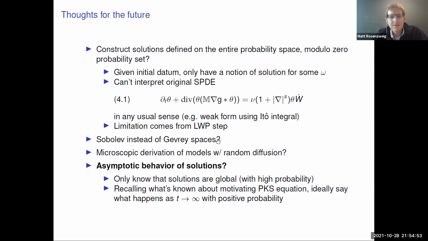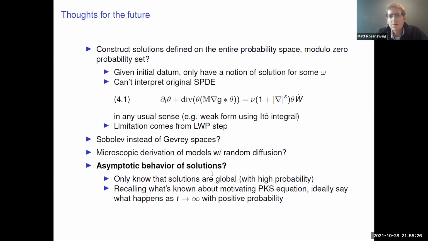Related to this is, do you have to use Gevrey spaces? Can you use Sobolev instead? Sobolev spaces are what's used in the Holtz-Vakal work. The third question is related to the connection to mean field dynamics I mentioned at the beginning: can you actually give a microscopic derivation of these types of models with random diffusion in terms of a particle system? We can do that for other types of noise, but I'm not really sure how to do this for random diffusion.